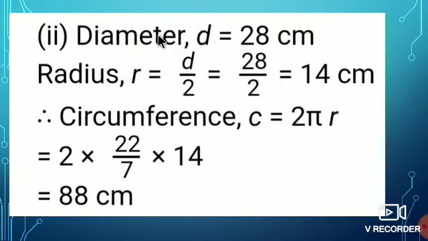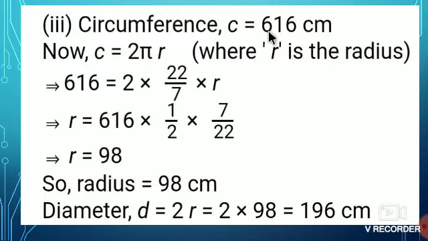Next, diameter is 28 centimeter. From that we have to find out the radius. So what is the formula of the radius? Diameter divided by 2. So diameter is 28 divided by 2 will be the 14 centimeter. So this radius is 14 centimeter. Now the circumference formula is 2 pi r. 2, the value of the pi multiplied by radius, the answer is 88 centimeter.